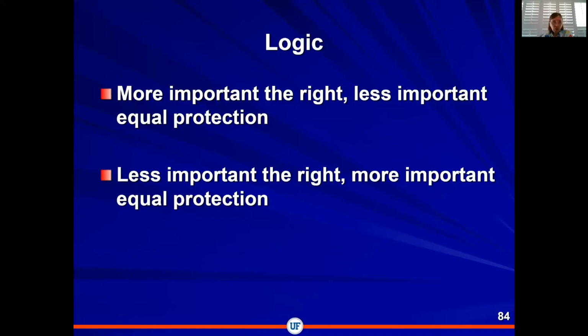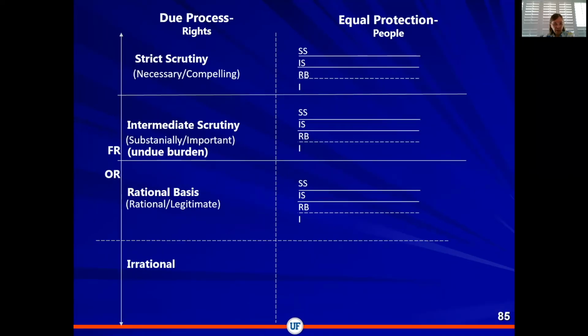So here's the logic to this, and in some ways it seems somewhat counterintuitive, but we just have to reflect on it a little bit, and it's like, oh yeah, that does make sense. The more important the right, the less important equal protection. And the less important the right, the more important equal protection. So I go back to this, and I kind of get it. I think I get it.